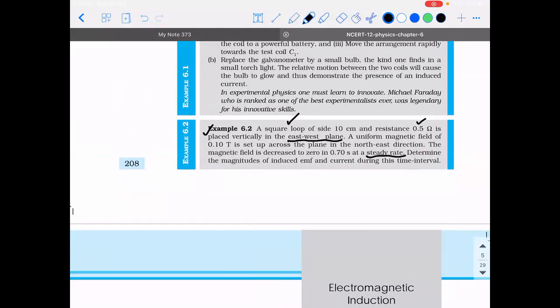So how to do this problem? Listen, guys, we know that flux is equal to B A cos theta. According to Faraday's law, what did we understand? What should change with respect to time?